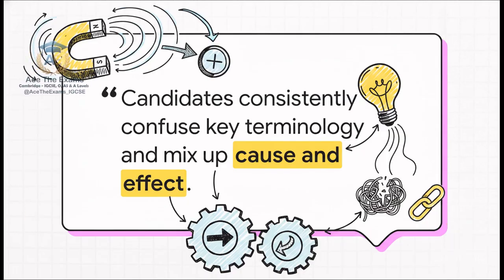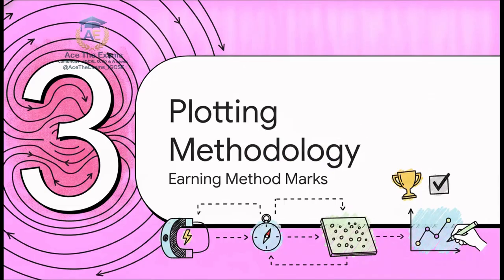This is exactly why we spent so much time evaluating Alex's flawed answer earlier. You have to constantly evaluate the quality of your own evidence as you write it. Ask yourself, am I clearly stating what is causing the phenomenon and what the resulting effect is? Let's transition to Section 3, Plotting Methodology.